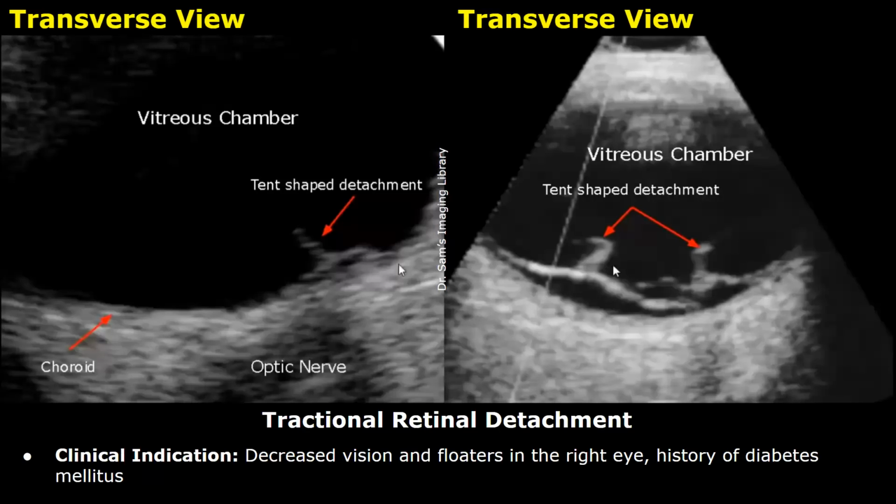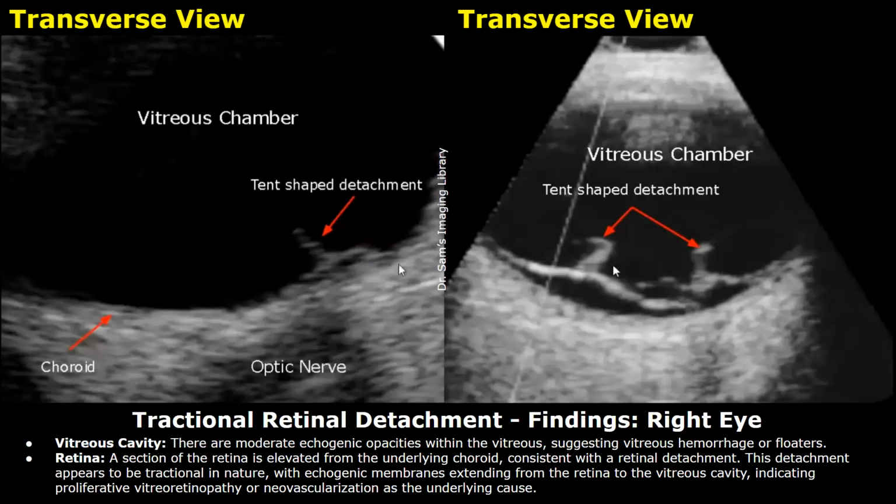Clinical indication is decreased vision and floaters in the right eye, history of diabetes mellitus. Here are the findings in the right eye. Vitreous cavity: there are moderate echogenic opacities within the vitreous, suggesting vitreous hemorrhage or floaters. A section of the retina is elevated from the underlying choroid, consistent with a retinal detachment.